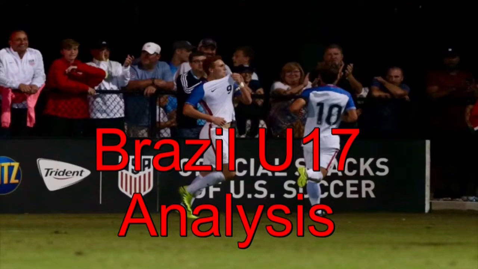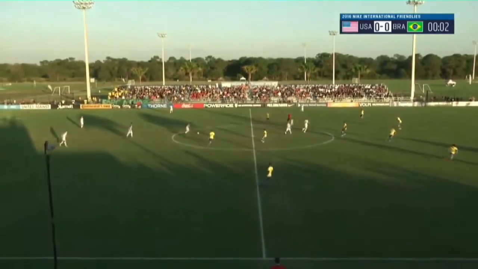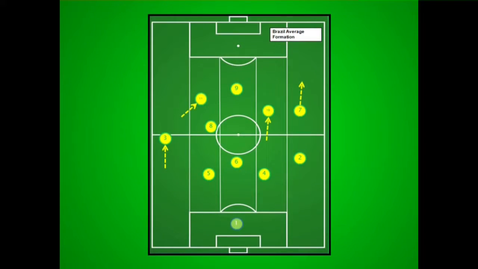So let's shift our attention now to the Brazil U17 national team. We'll see from kick-off here that they set up in a 4-3-3 shape with a deeper line defensive midfielder that played in front of the back 4. I've detailed here their average position within their 4-3-3.